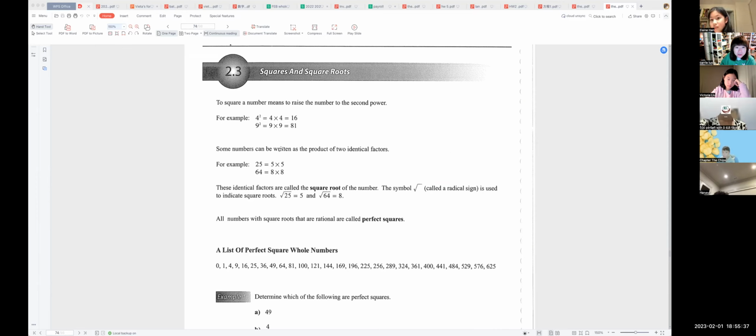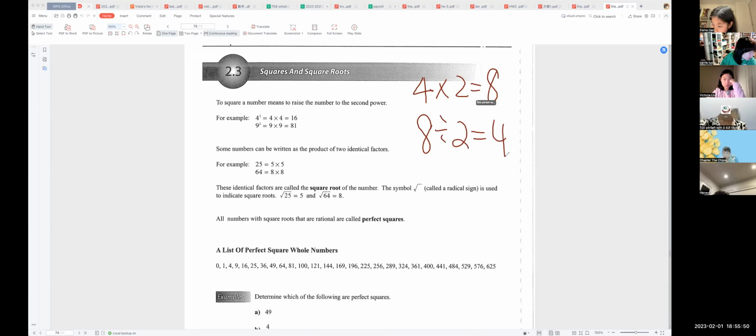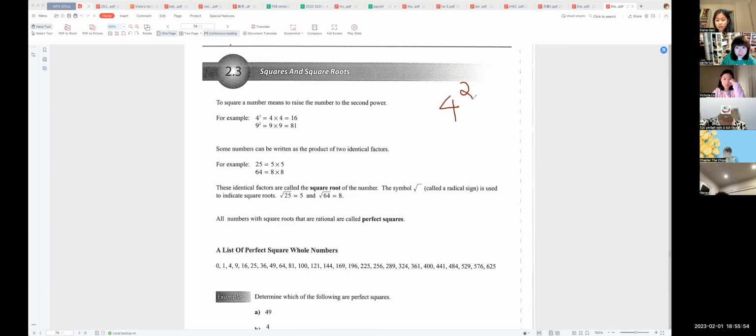But everybody, let's take a look at this one. Times has a backwards, which is division, right, Daniel? So we have 4 times 2 equals 8. That's why 8 divided by 2 equals 4, correct? That's the same thing. If you have something like a square number, you should have something backwards as well. So the backwards is what? 4 squared equals 16, and the square root of 16 equals 4.